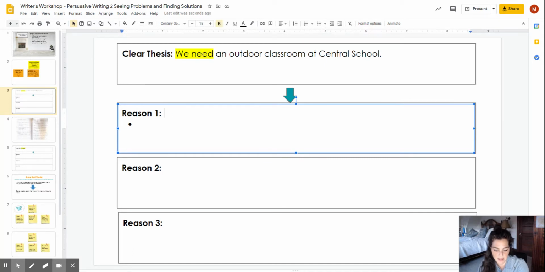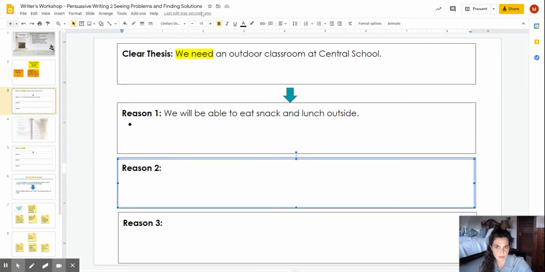Reason one might be we need an outdoor classroom. We will be able to eat snack and even lunch maybe. Okay, and that was one reason why we need an outdoor classroom, because the seating in the classroom could be used for learning, but it could also be used for snack and lunch. And this is how I first came to this idea.